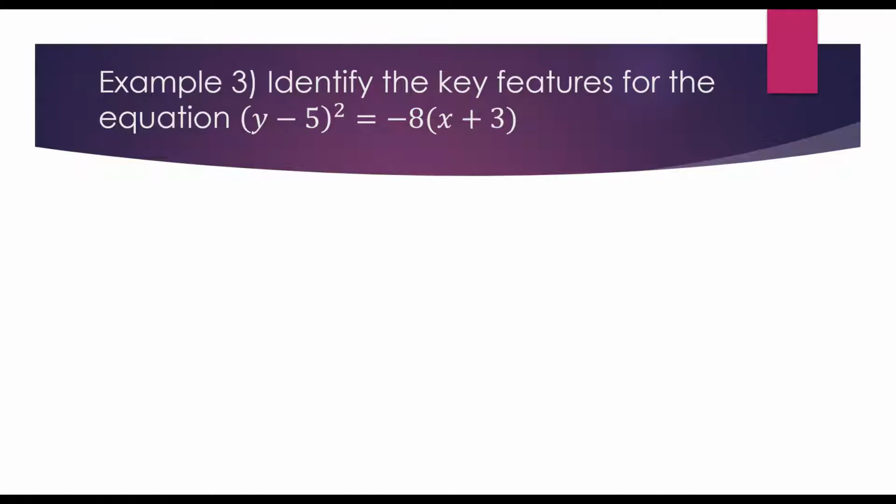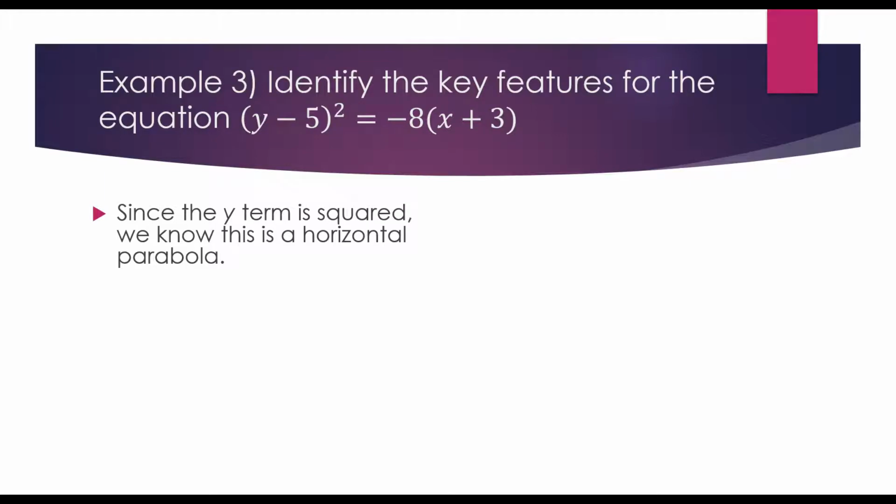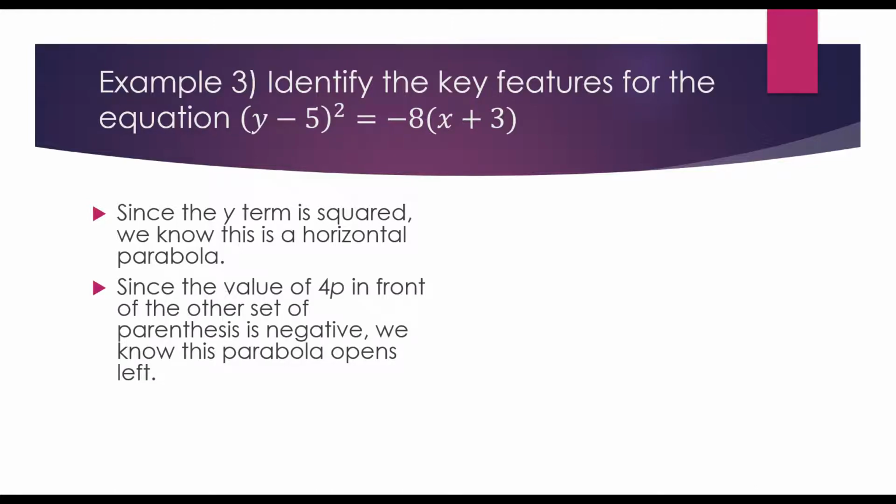So let's identify the key features for the equation. The quantity y minus 5 squared is equal to negative 8 times the quantity x plus 3. Since the y term is being squared, we know this is a horizontal parabola. And since the number in front of the x set of parentheses is negative, we know this parabola opens to the left. You might even find it helpful to sketch a little picture. It doesn't even have to be accurate. Just having a parabola that's facing to the left so that you can kind of picture where things are in relation to each other can be very helpful.